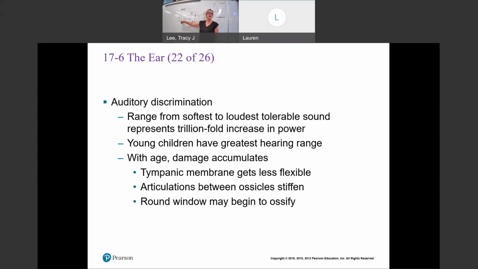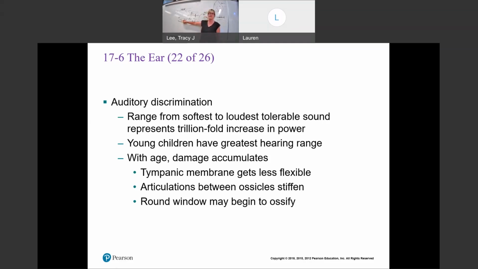We tend to hear our highest pitch sounds down here, lower pitch sounds farther up the spiral. So what's the first sound that tends to go with older people? Those really high pitched sounds. Did you ever do a little buzzing test? I know your phones can do it, and some people in this room are like, oh my gosh, and other people don't even hear it at all. That's right here on these.